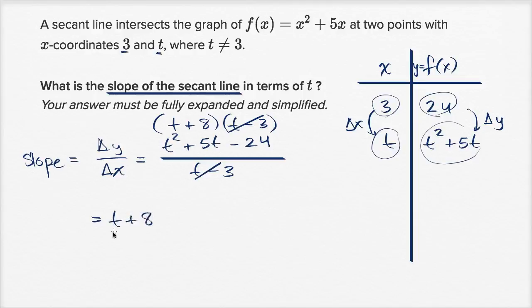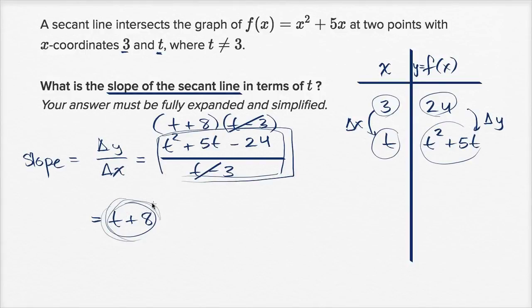t plus 8. Now, if we wanted to be really mathematically strict, this expression isn't exactly the same as our original expression. What makes them different? Well, they're going to be the same for all t's except where t equals 3. This thing is defined at t equals 3. In fact, when t equals 3, this expression is equal to 11. But the original was not defined at t equals 3.